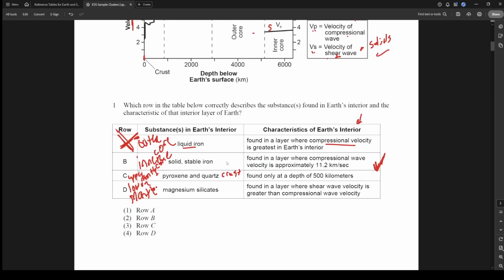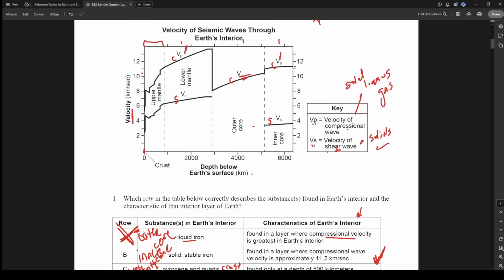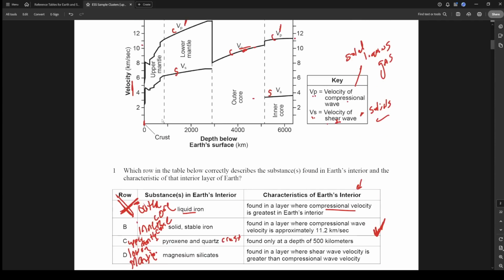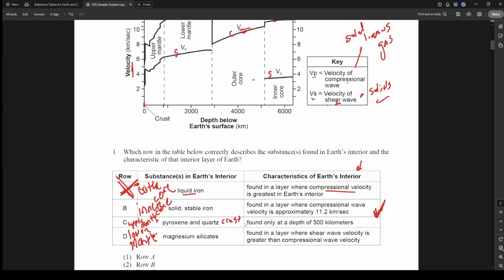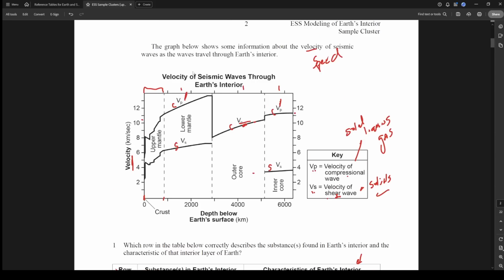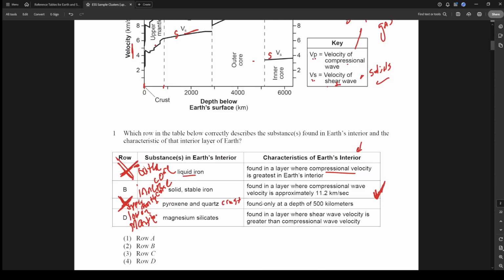All right, let's see. Upper mantle or the crust. Is this found only at a depth of 500 kilometers? So upper mantle right here, that goes down to almost 1,000. So it's pretty much from 0 to 1,000. So this cannot be true. So this one's wrong, which is a good sign that B's right. So let's do the last one. Lower mantle, found in a layer where shear wave velocity is greater than compressional wave velocity. So automatically I could see in no layer is the shear velocity higher than the compressional velocity. It's always the compressional that is higher. So that is wrong, which means we have 2 as our answer.